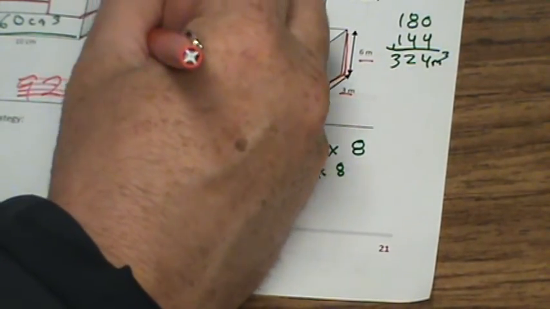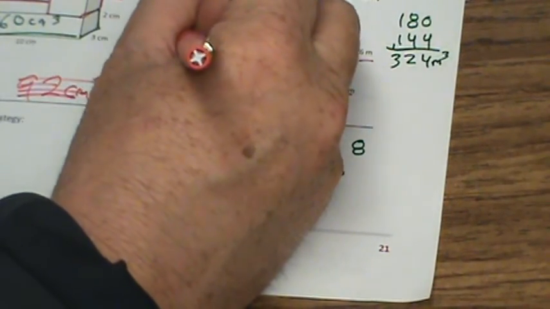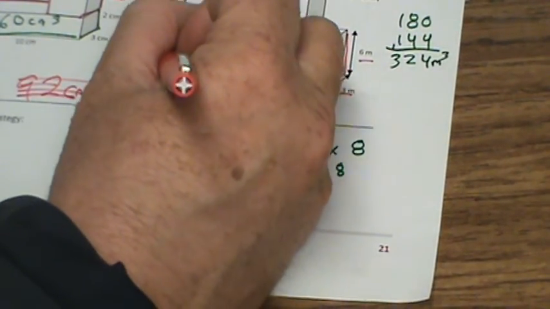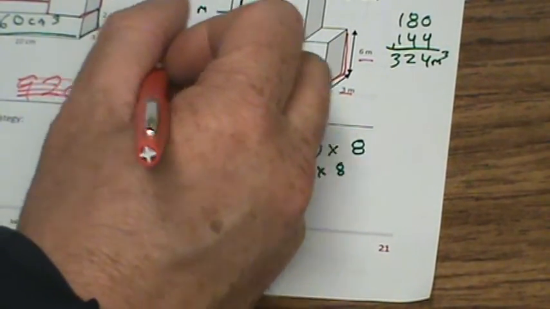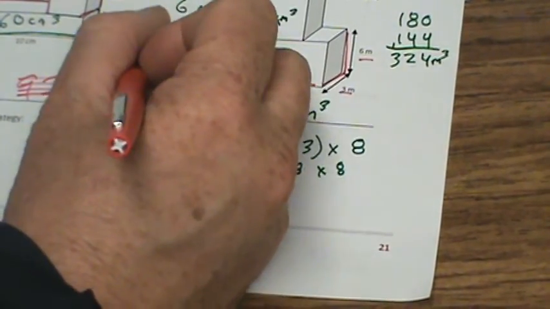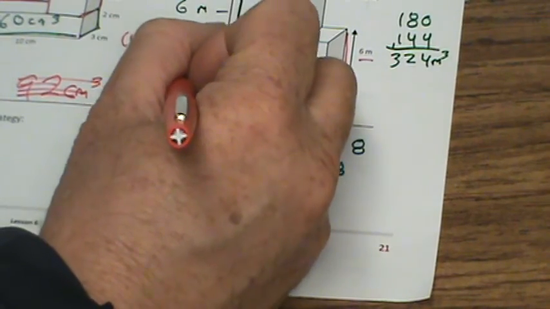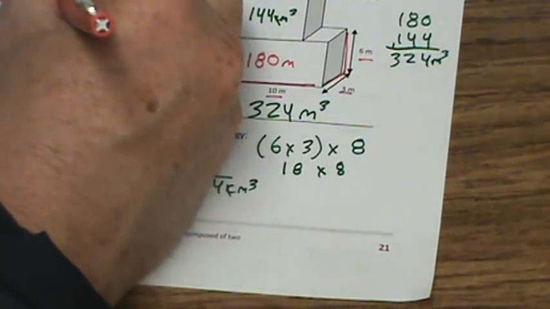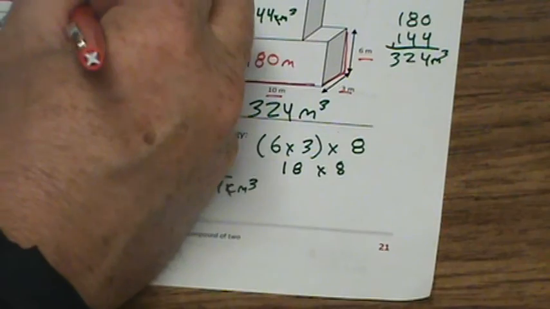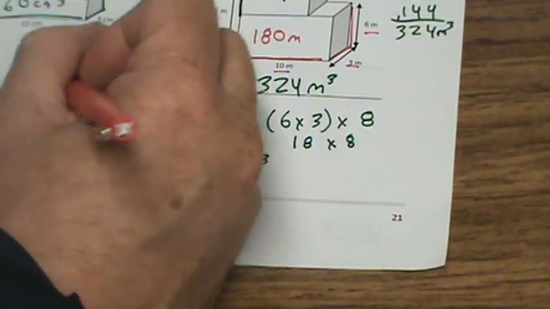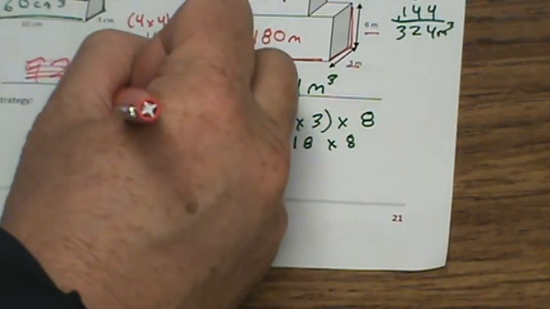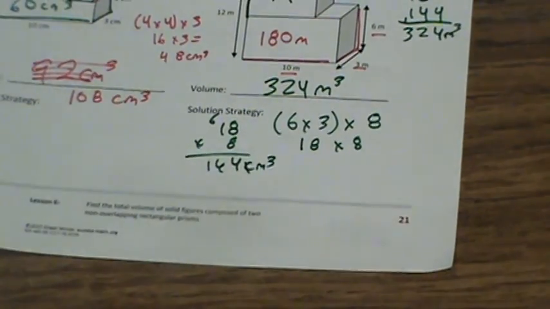I was going so fast. 4 times 4 times 3. 4 times 4 is 16, and 16 times 3 equals what? 6 times 3 is 18. Carry the 1. 1 times 3 would be 3, plus 1 is 4, so 48 centimeters cubed, so that should be 48. Changes my math around a little bit, so this should be 108 cubed.